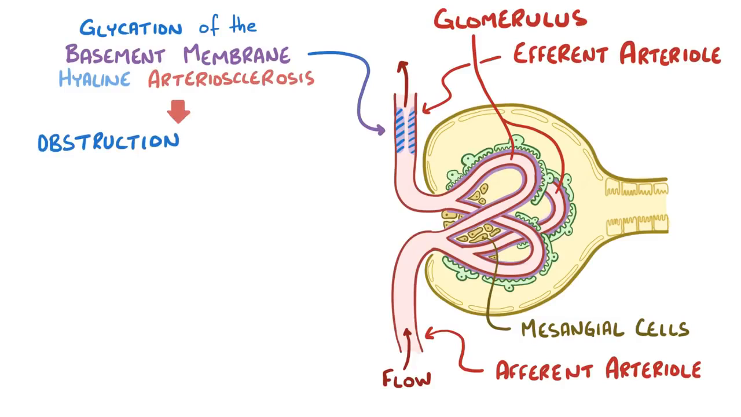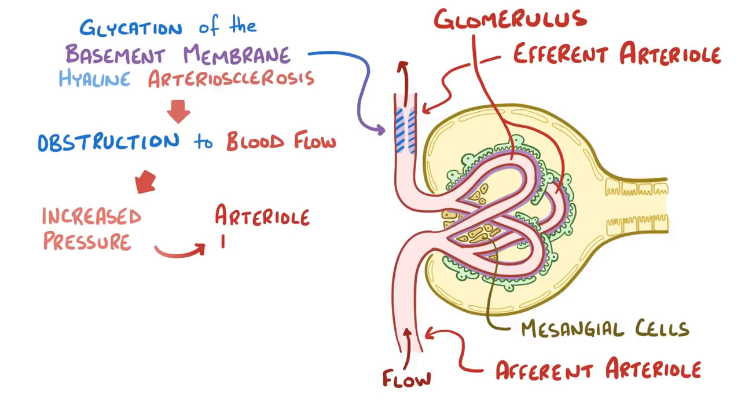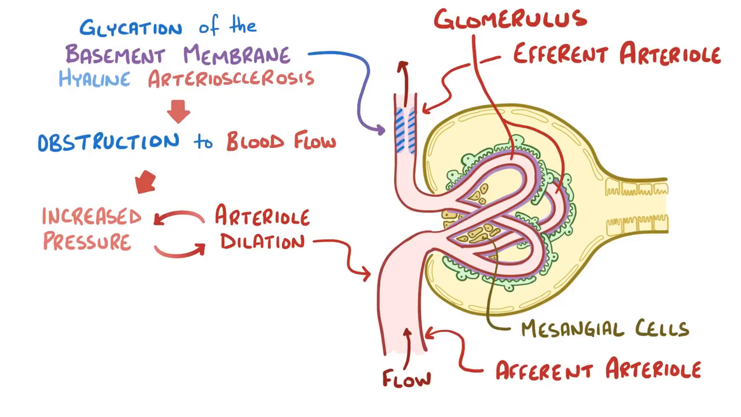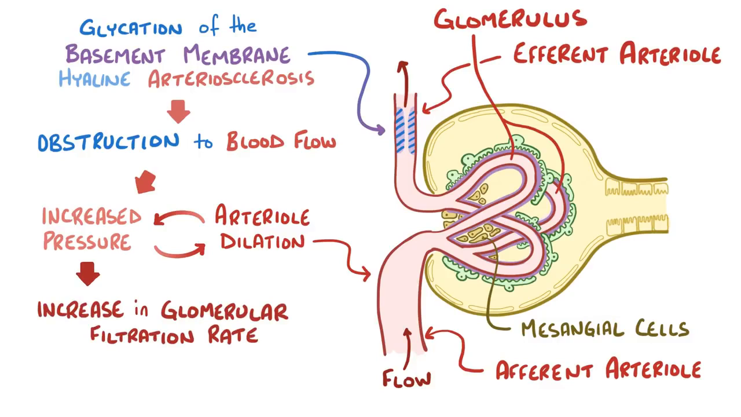This creates an obstruction that makes it difficult for blood to leave the glomerulus, which increases pressure within that glomerulus. At the same time, the afferent arteriole dilates, which allows more blood flow into the glomerulus and increases pressure even more. High pressure in the glomerulus leads to an increase in the glomerular filtration rate, which is just the amount of blood filtered through per minute. This is the first stage of diabetic nephropathy, called hyperfiltration.